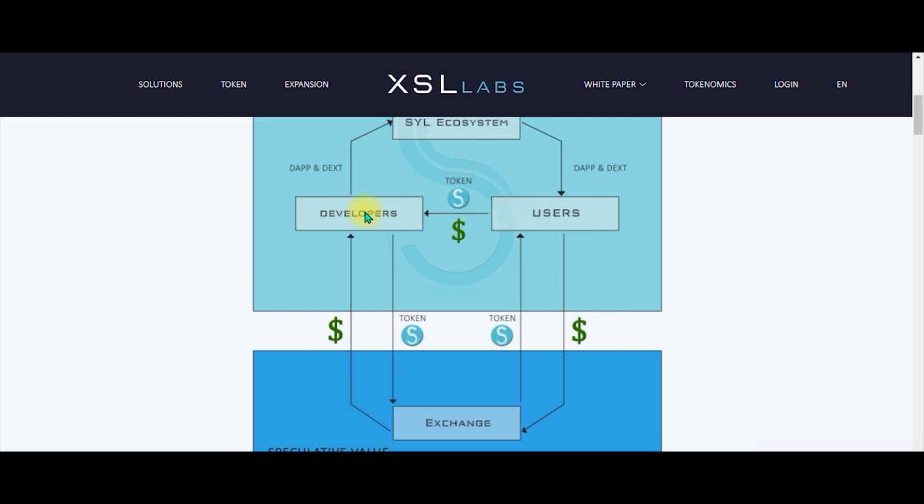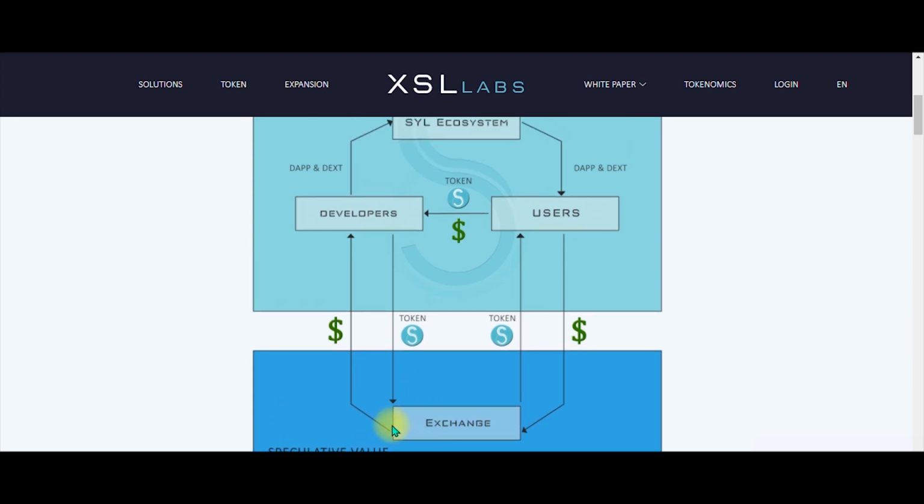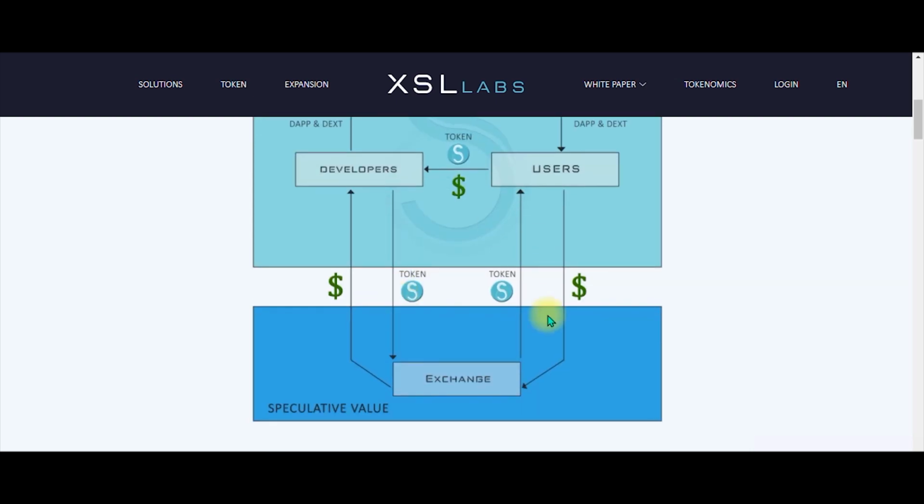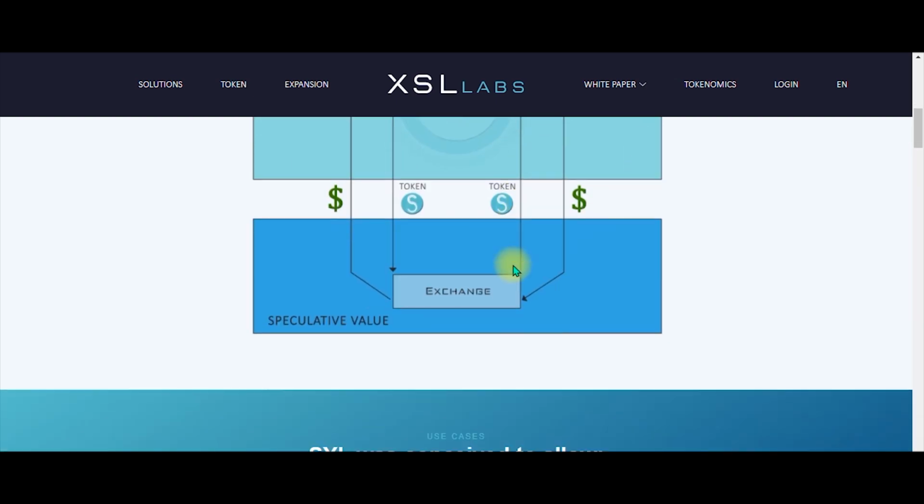So if you take some information or something and then you do it by spending token money, and then the information on the data goes to developers. The developers then use it via dApp and then send it back to the SYL ecosystem. So this is the cycle of how the whole thing operates.